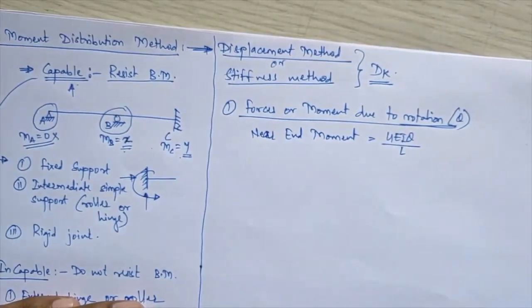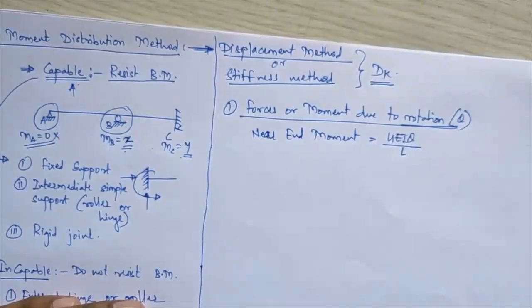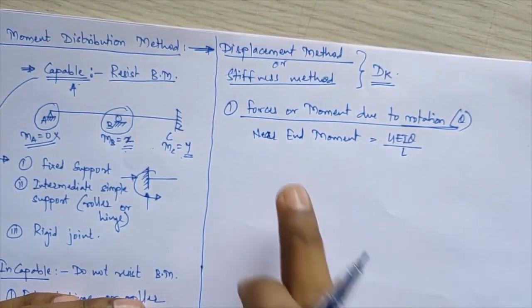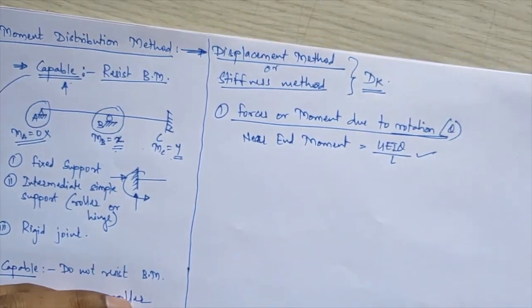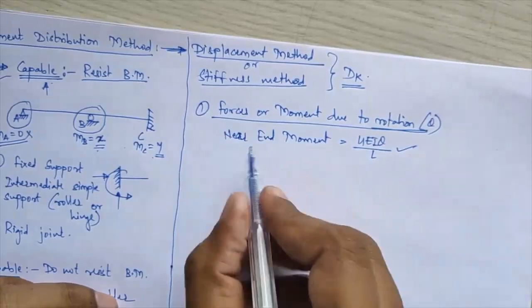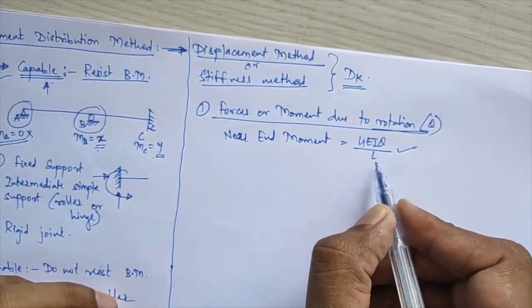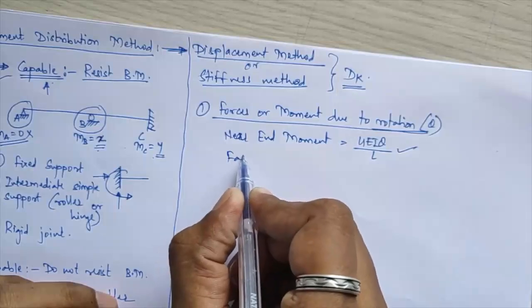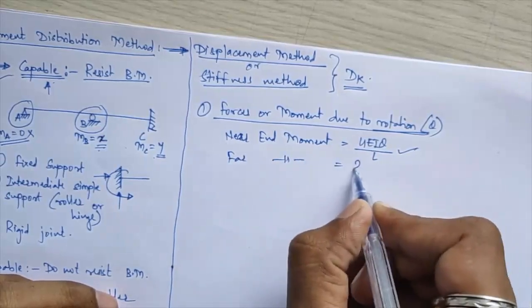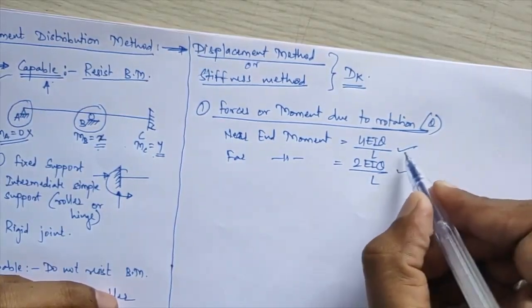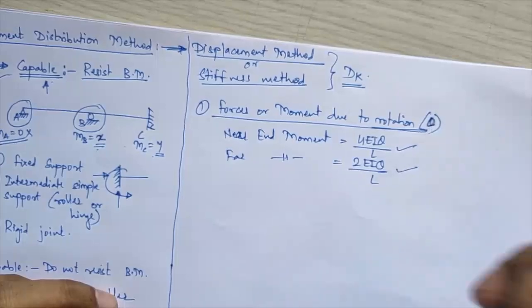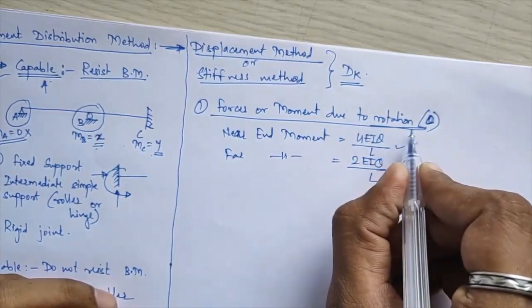We have seen in the relaxation properties, in the first unit, the diagrams using the process of relaxation, how this value comes. You can refer to that video again for this. So near end moment comes equal to 4 EI theta upon L, while far end moment comes equal to 2 EI theta upon L. Why do these two moments occur? Due to the rotations.